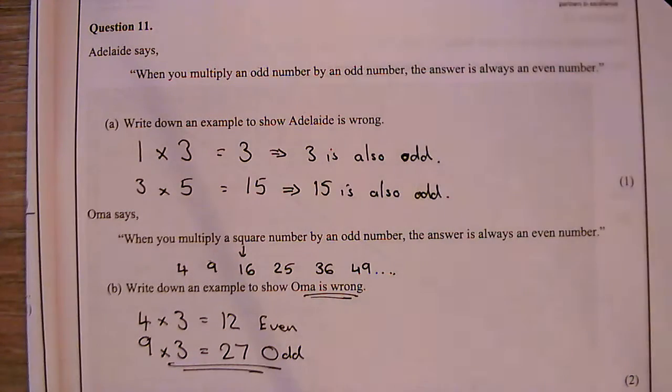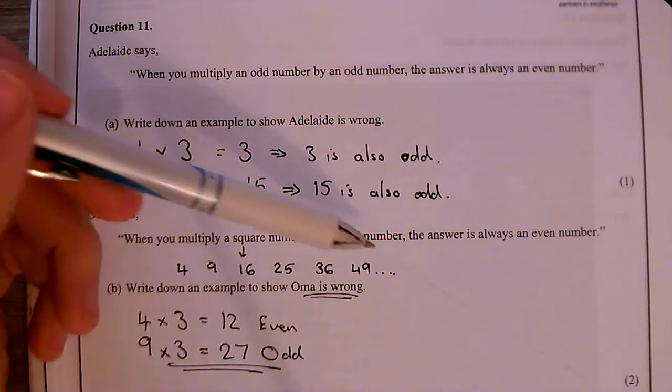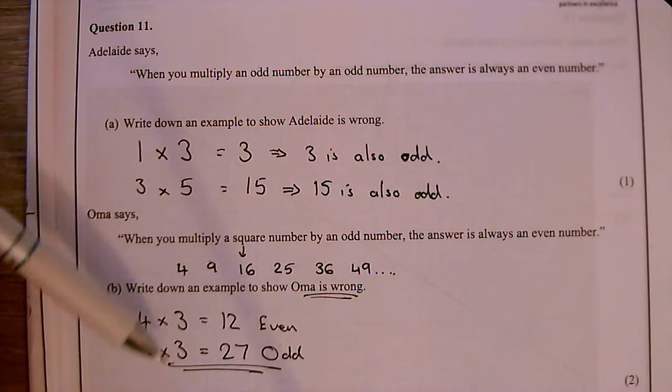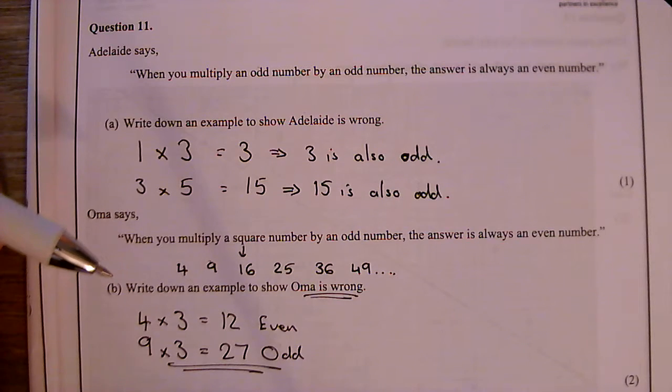So again, there's one example. I could have used others. I could have used 25 times by 3, for example. As long as the square number I picked was odd, okay, and the odd number that you used, for example, then that should have given you an odd number as the answer.